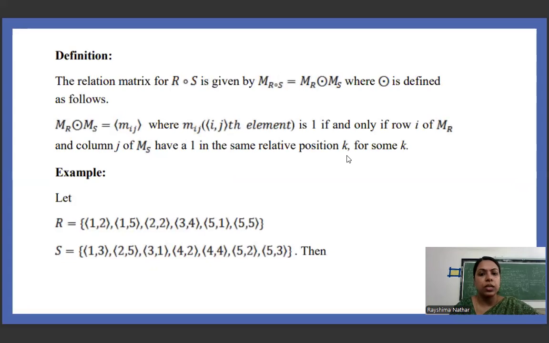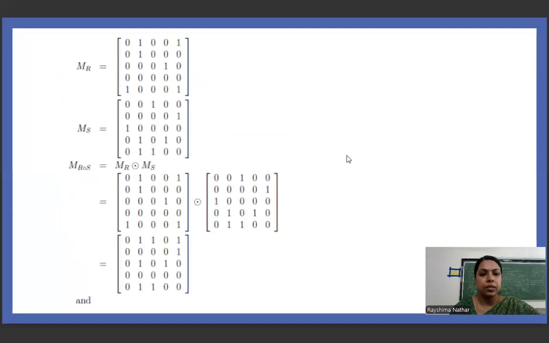Next, composition in matrix format. The two matrices can be composed by MR composite MS equal to [mij]. Here, mij is equal to 1 if and only if the ith row of MR and jth column of MS has 1. We can form the relation into a matrix and we can compose it by comparing the ith row of MR and jth column of MS.